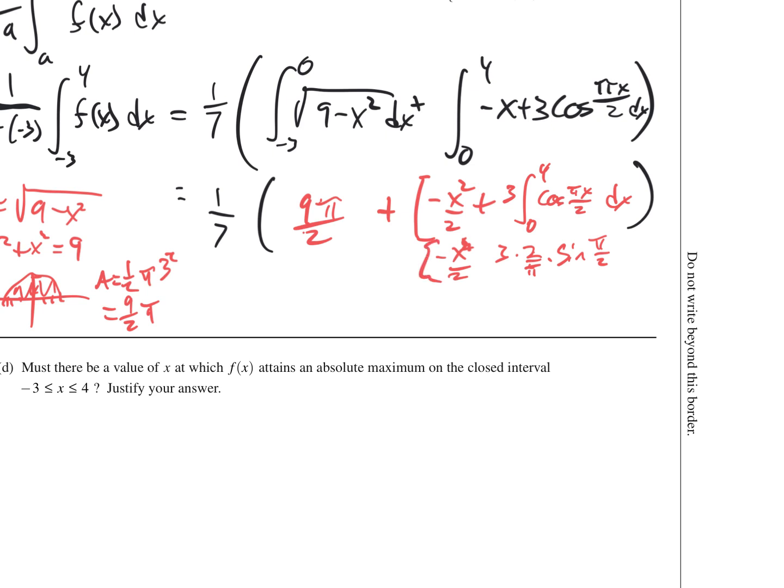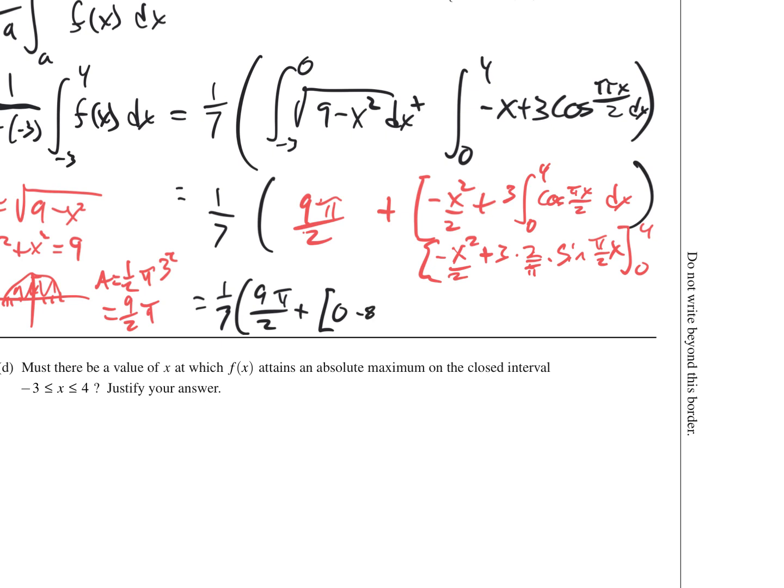Going on there, but we want that evaluated from 0 to 4. And we're actually almost there. So this is 1/7 times 9 pi over 2 plus... and when you plug in 0 to all of this, you get 0. When you plug in 4, you get 2 pi. The sine of 2 pi is 0, so this whole thing goes away when you plug in 4. And when you plug in 4 here, you get negative 16 over 2, which is negative 8.